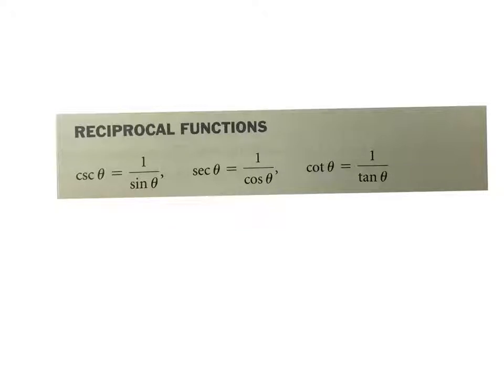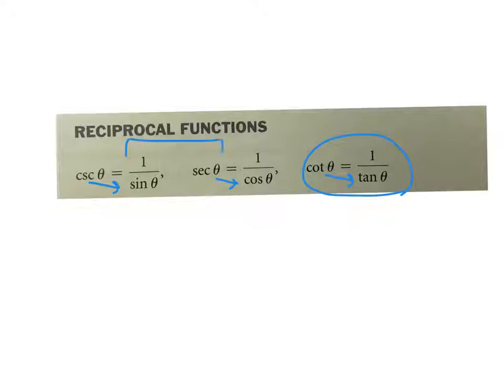Okay, here's the reciprocals one more time. Cosecant is the reciprocal of sine and vice versa. Secant is the reciprocal of cosine and vice versa. Cotangent, reciprocal of tangent and vice versa. Now I think you'll remember this one, okay? Cotangent and tangent, because they both have tangent in them.